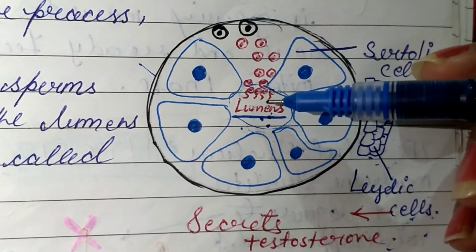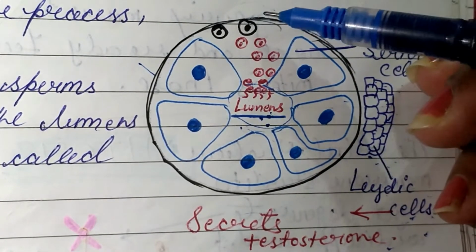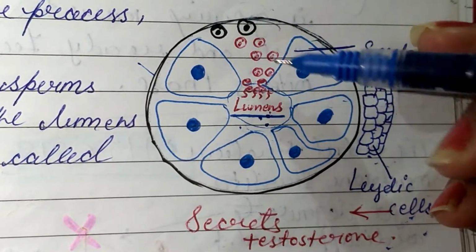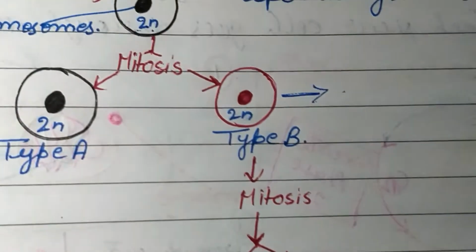In this gap there is the formation of the gamete or sperm. Spermatogenesis is happening over here, so we will see in this structure how it takes place.